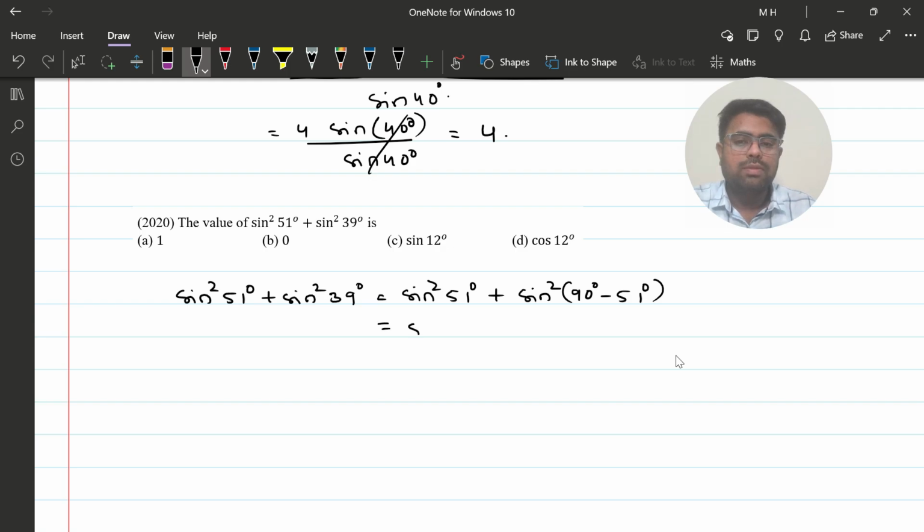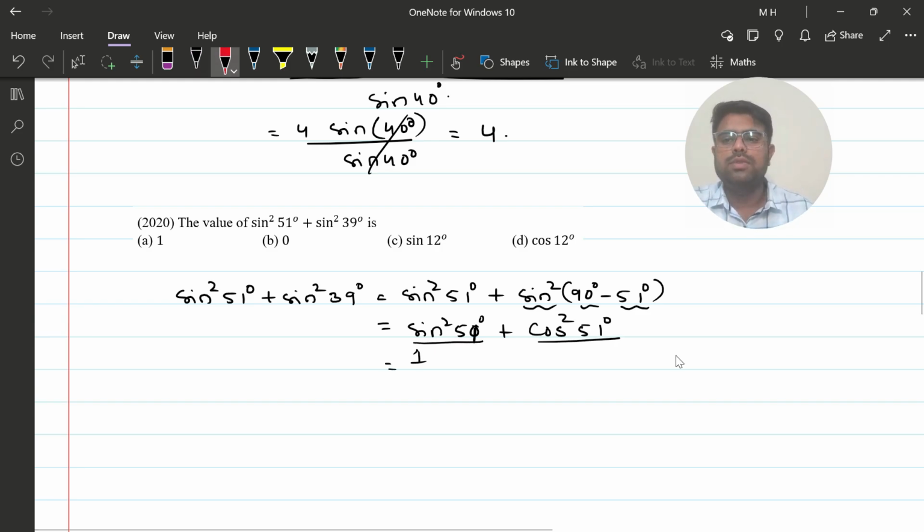So what is sine of 90 minus theta? It is cos theta. So sine of 90 minus 51 is cos 51 along with the square. So it is cos square 51 degrees. So sine square theta plus cos square theta is going to be 1. So the answer of this question is going to be 1. Okay. So that was a very simple question.